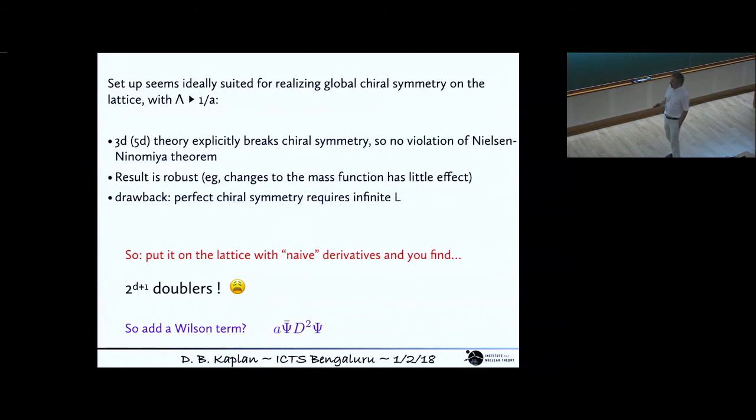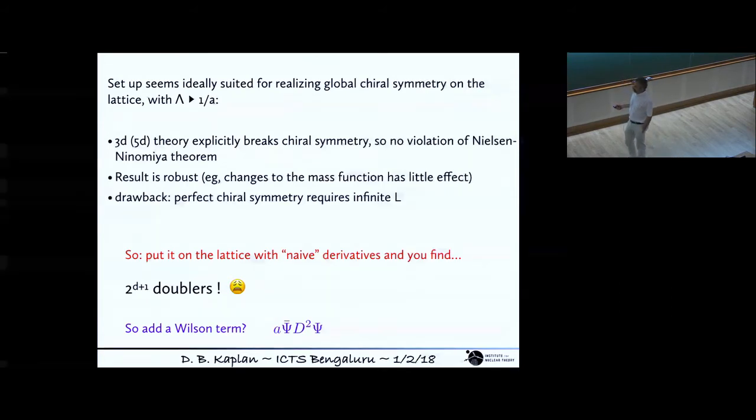So then the first thing I did was put this on the lattice with naive derivatives, and I found that the progress I had made was that instead of 2 to the d doublers, I had 2 to the d plus 1 doublers. So that was a step backwards. But you do what you can, and you say, well, okay, I'll throw some extra pieces in. I'll do what Wilson did.